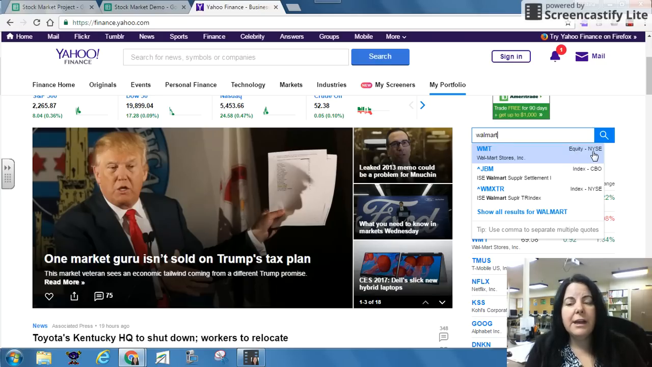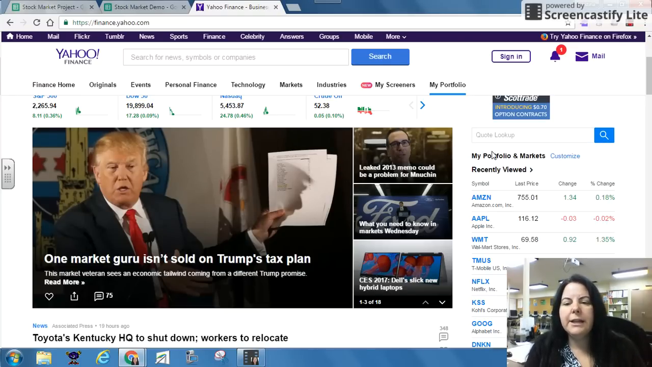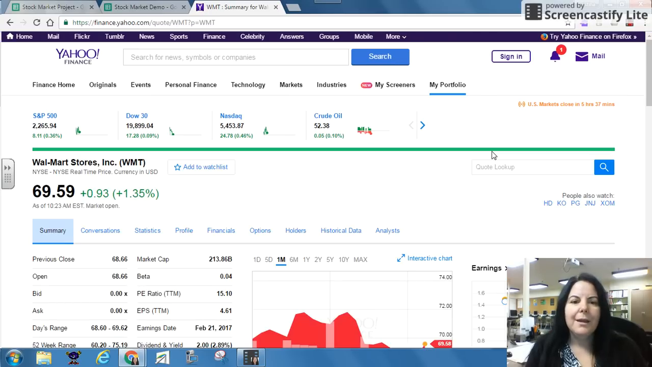And then after the equity, you want to look for either New York Stock Exchange or NASDAQ. If it says anything else, you are not allowed to use it for this project, because chances are it's a stock listed in a different country or a different kind of market. We want to just stick to New York Stock Exchange or NASDAQ stocks. So this is the proper one. So I'm going to go ahead and click on it. And when I do that, I've got a lot of different information.